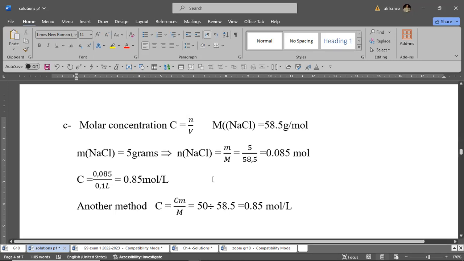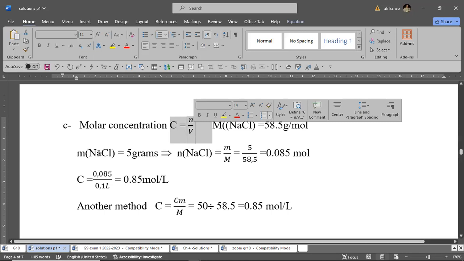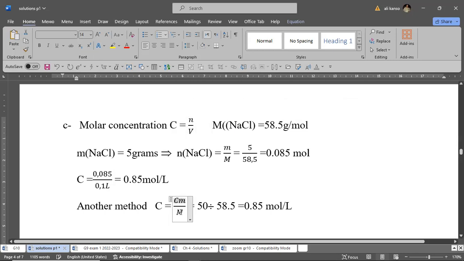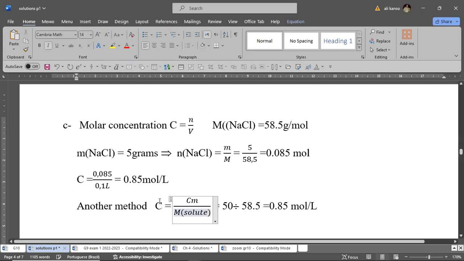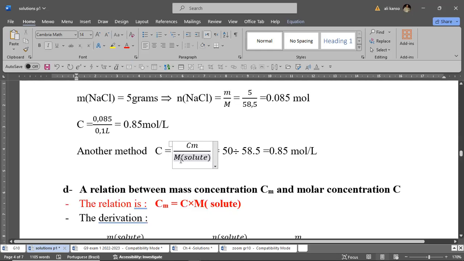Then to calculate the molar concentration, this is the first rule, N over V. If you have mass, you can transform it into moles and divide it by V. Or if you have C mass, you can divide it by the molar mass of the solute, and you get the molar concentration. And the opposite is true. If you have the molar concentration C, you can multiply C by molar mass and we get C mass. This is the beginning of that chapter.